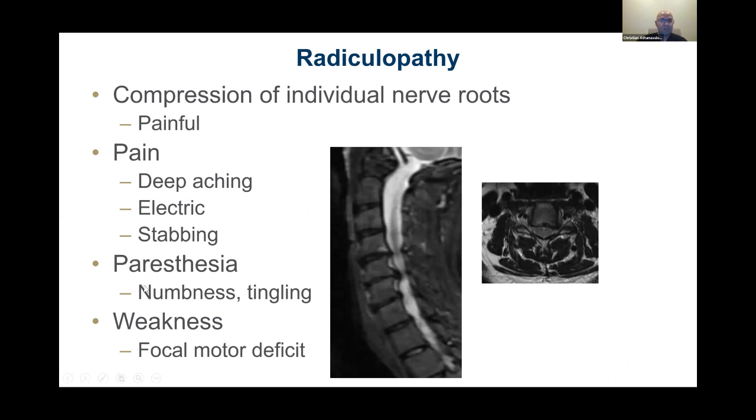So the presentation of a patient will be pain, deep aching. Patients can describe it as electric, stabbing, paresthesia, numbness, tingling, weakness. A person can have a deficit, and when we say that it's a focal motor deficit, it means that it's a deficit of one muscle group that attaches to one nerve unit.